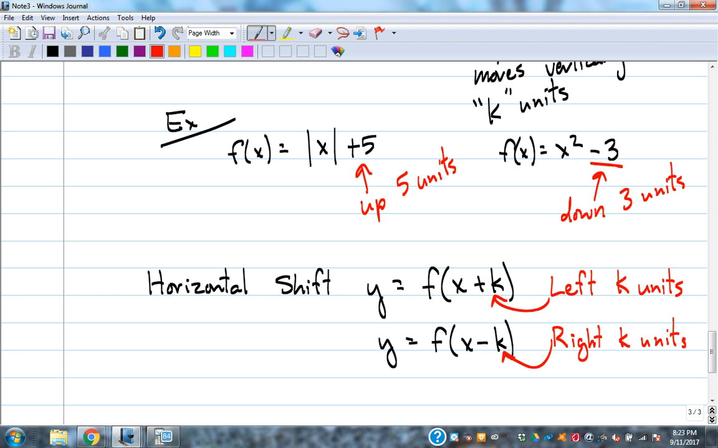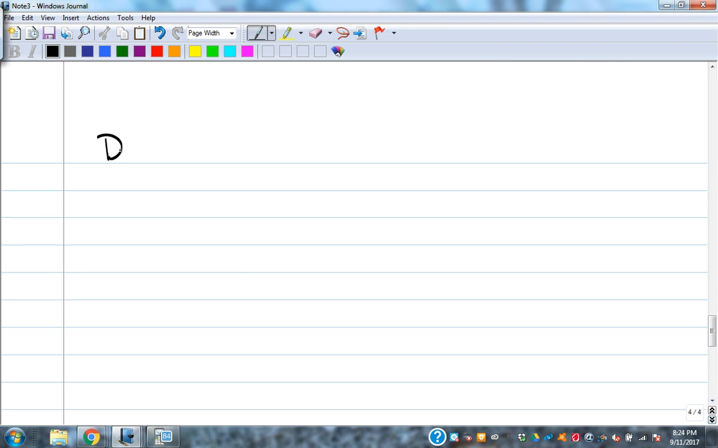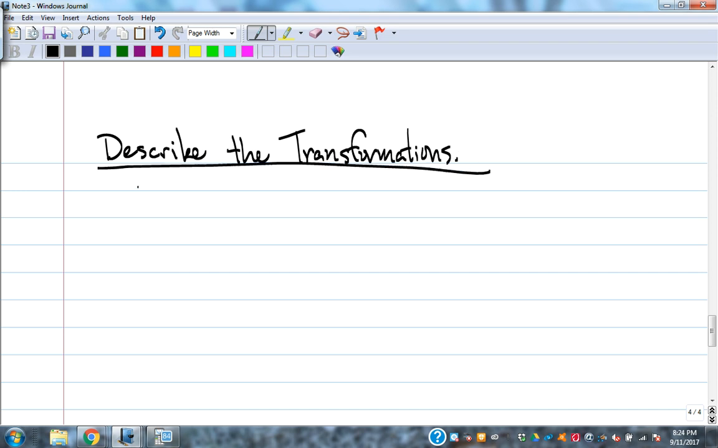All right? Let's look at some transformations, and we're going to describe what's happening. Then we'll get into some symmetry tests and odd and even tests, and then we're done. So, describe the transformations. We're going to look at more than one.